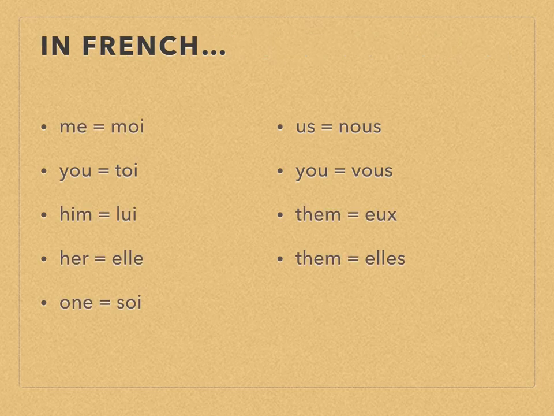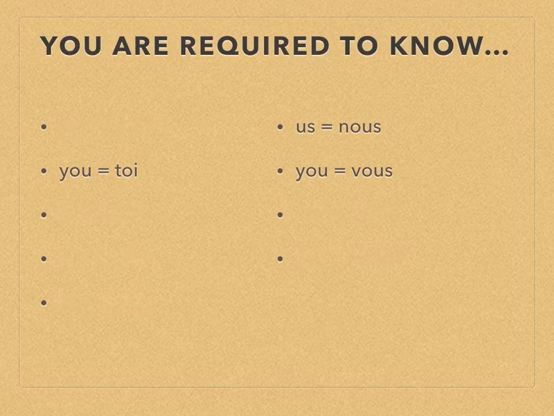If you want to learn all of these, awesome, fantastic, they're good things to know. Moi, toi, lui, elle, soi, nous, vous, eux, and elle. If you don't want to have to worry about every single one of those, though, just focus on these 3. Toi, nous, and vous.